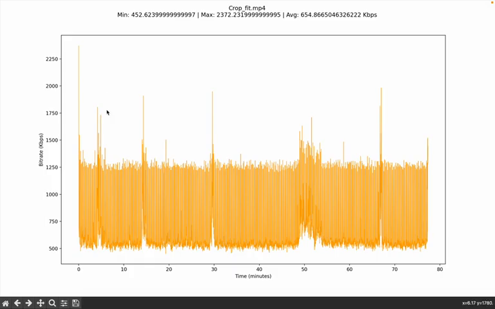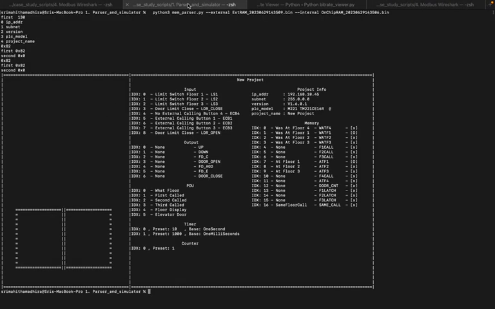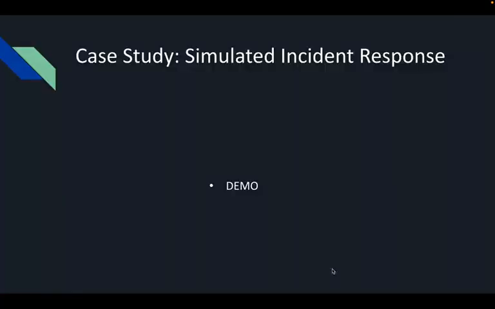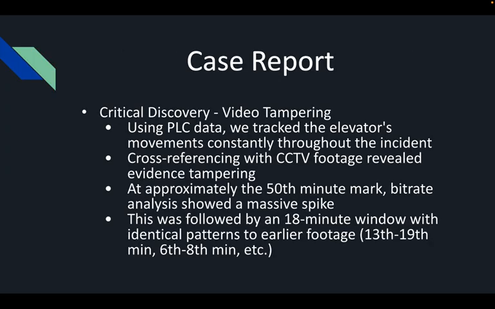So the idea here is, as I said earlier, to go through the PLC file, trace the elevator's movement from floor to floor, and trace it at these points in the video and see if it is matching or not. Following the processes that we've used in the demo itself, we have carried out the entire investigation, and this is our report. We found the critical discovery that the video has been tampered with. Using the PLC data, we tracked the elevator's movements throughout the incident, and then we cross-referenced it with the CCTV footage, and that revealed evidence tampering.